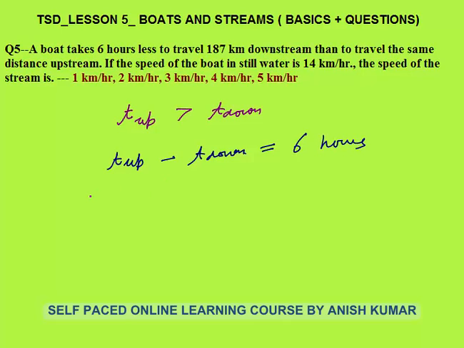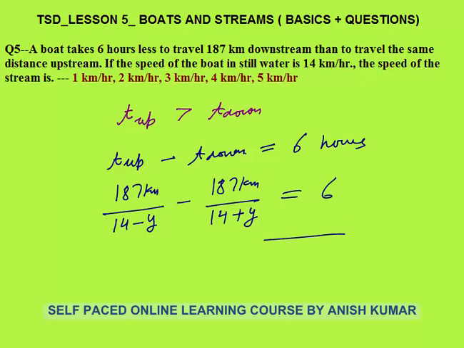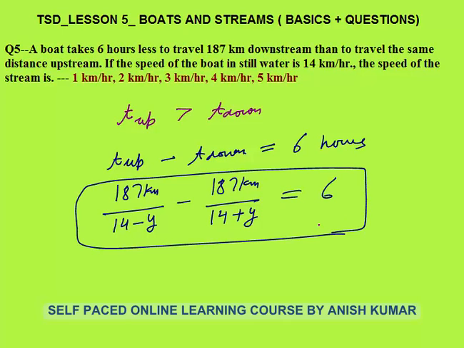Now what is time? Time is distance upon speed. You are traveling 187 km distance with the speed upstream. Let's say speed of stream is y, so upstream speed would be 14 minus y, because 14 is given as speed of boat in still water. For 187 km downstream, speed would be 14 plus y. This should be 6. Now the only thing that you need to write in exam is this.